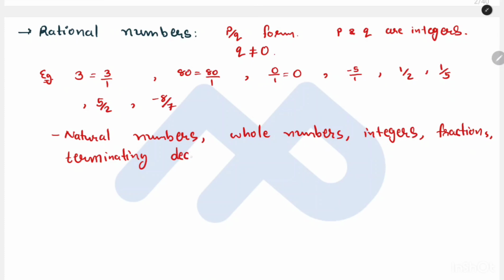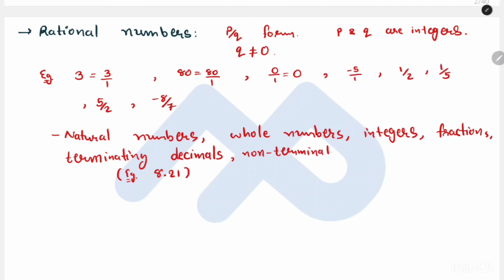Terminating decimals means the decimals whose digits stop after a certain point. Let's say for example 8.21. So you see, after the decimal point only two digits are there and it stops there, so that means it's a terminating decimal. And terminating decimals are rational numbers. Then non-terminating but recurring.